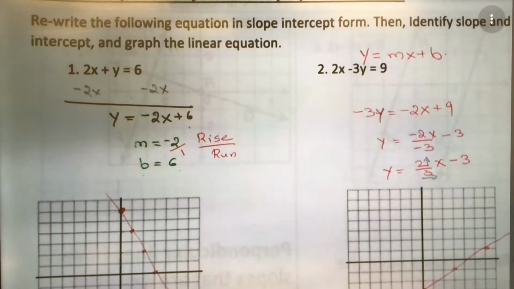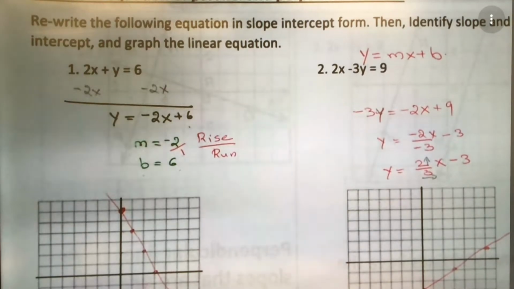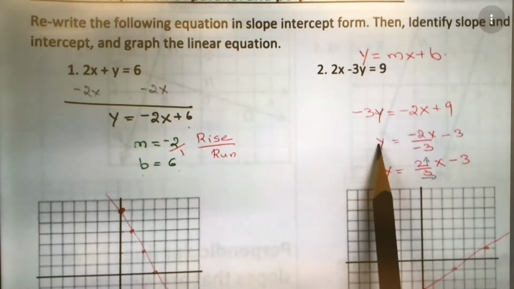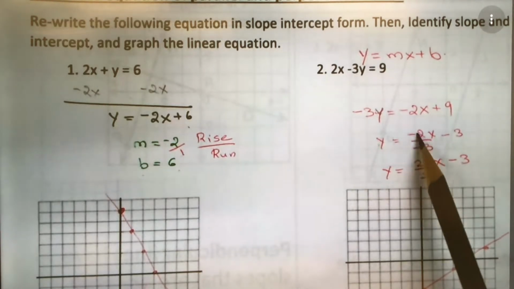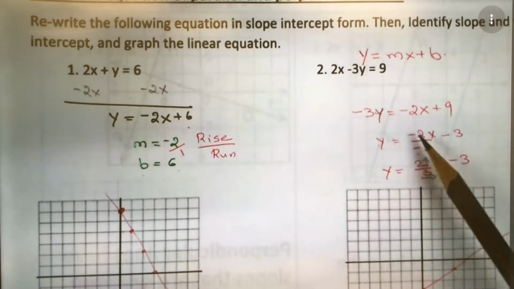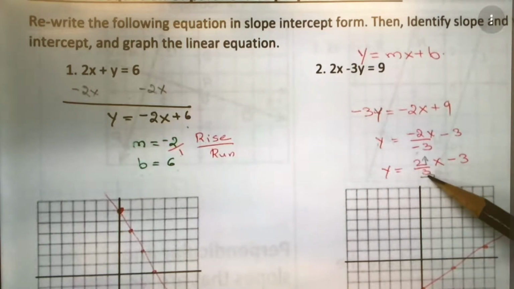The second one, do the same thing. I need to isolate y. So when I isolate y, I will get y equals negative 2 over negative 3, that turns to a positive 2 over 3 x, minus 3. So my y-intercept is negative 3 and the slope is 2 over 3.